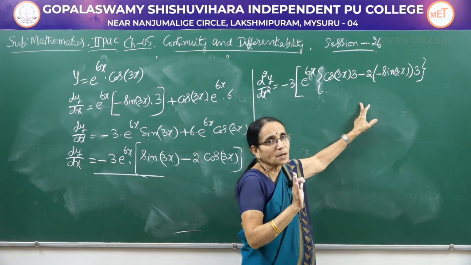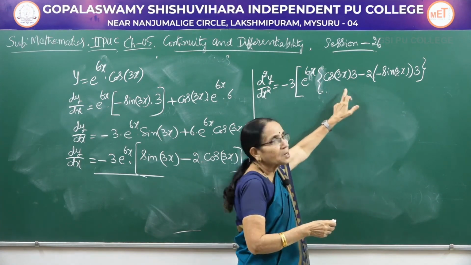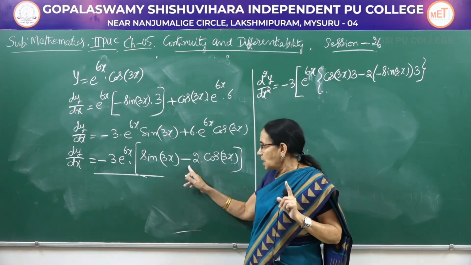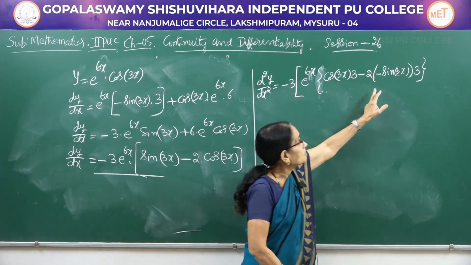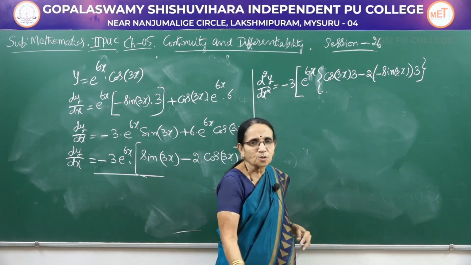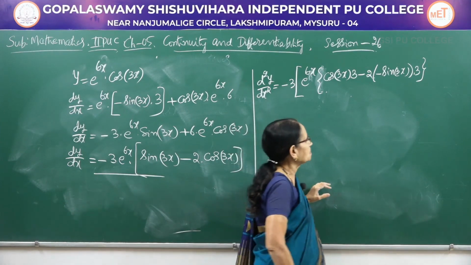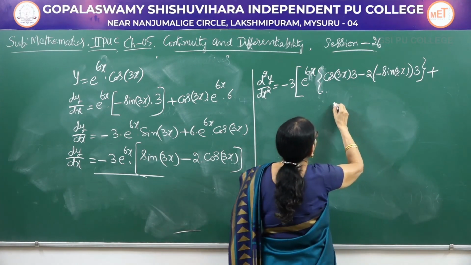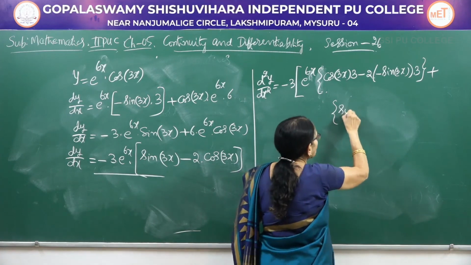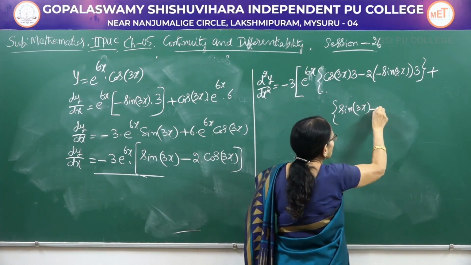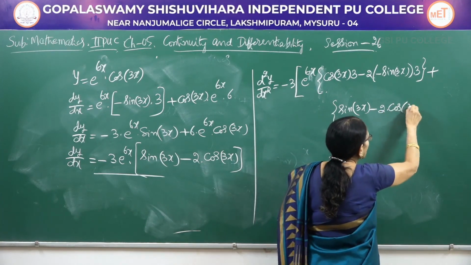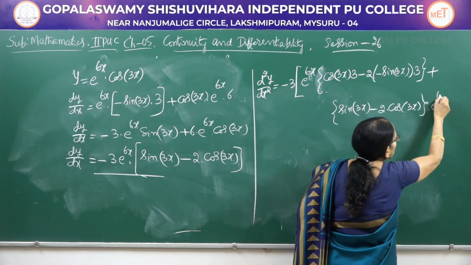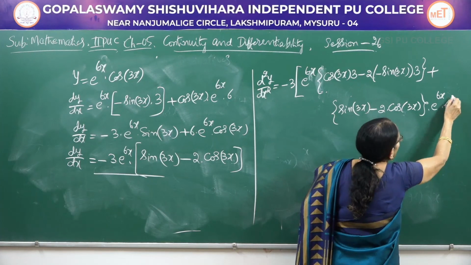So this is the flower bracket I am closing, first function into derivative of the second. So derivative of the second means sin 3x has become cos of 3x, minus 2 into cos of 3x has become minus sin 3x into 3. So first function into the derivative of the second. Then plus I am writing another flower bracket, the second function, sin 3x minus 2 times cos of 3x, into derivative of the first. What's the first function? E to the power 6x. For 6x it is 6.